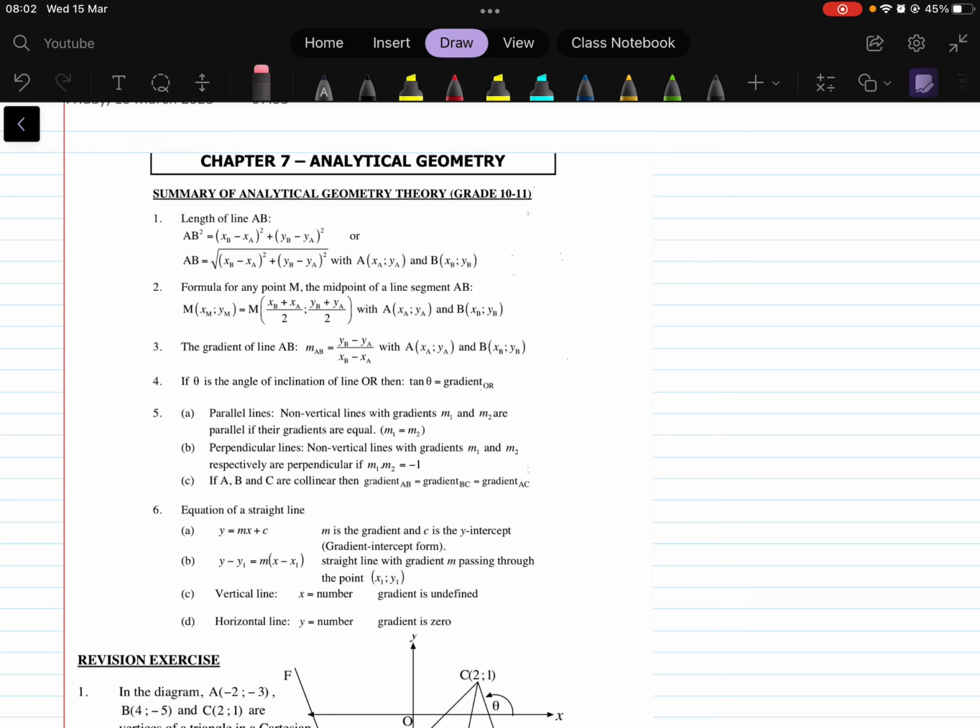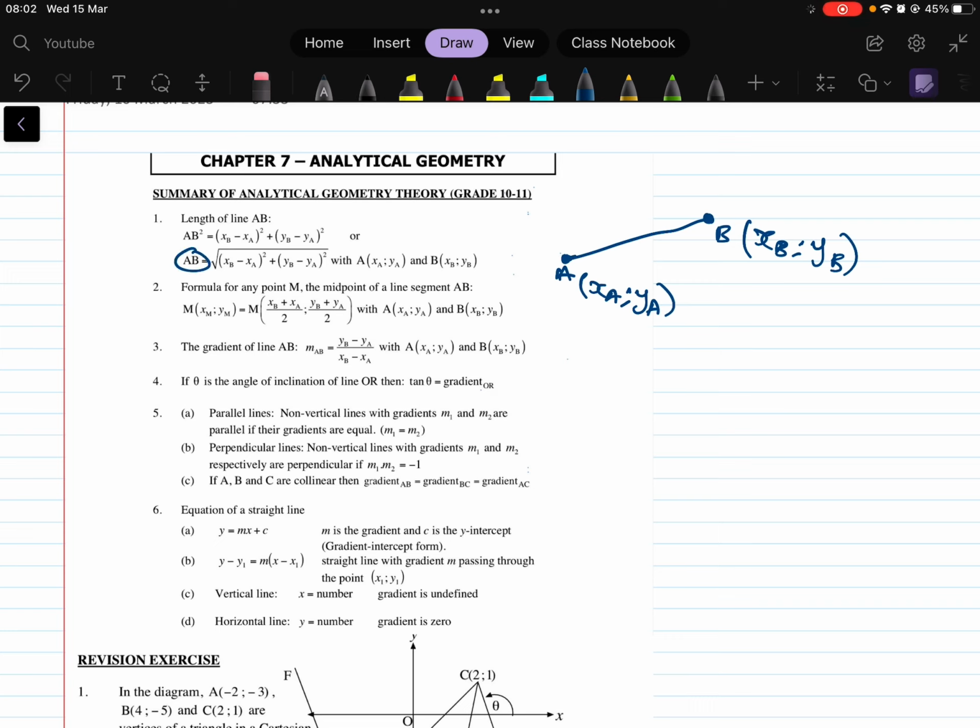Analytical geometry for grade 10 to 11 was mainly based on just 2 points, A and B, of which each point has its coordinates, like XA, YA, and then B has its own coordinates, which is XB and YB, like that. So those 2 points, just like any other point that you can think of, you can calculate the length between those 2 points. How do you do that? You use the length formula. Some call it the distance formula.